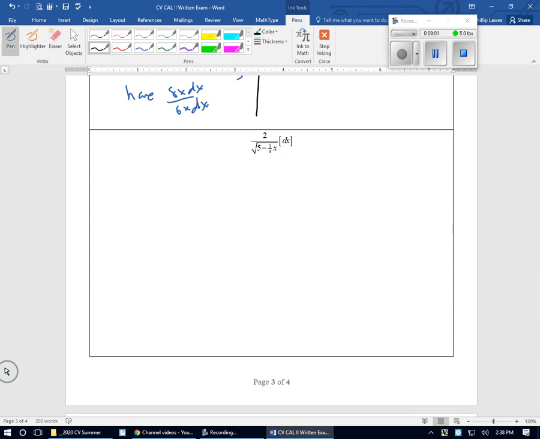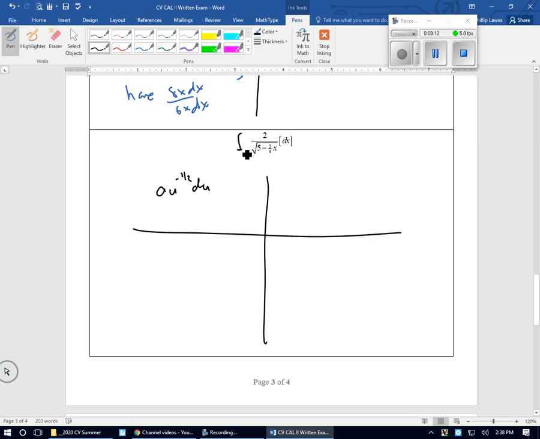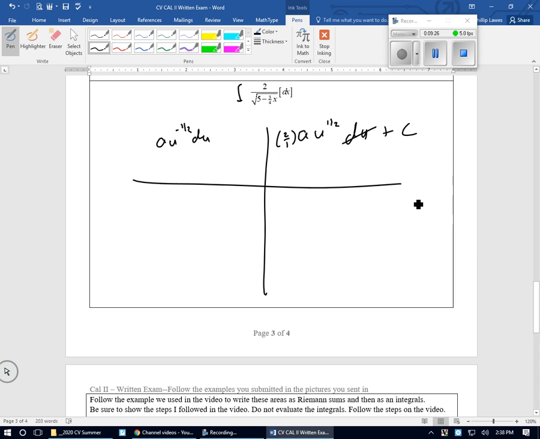I'm going to think of that as possibly A times u to the negative 1/2 du. Why negative? It's in the denominator, which means my antiderivative would be A times u to the positive 1/2 divided by 1/2, which is times 2/1. Lose your du plus a constant. If that's true, then u is 5 minus 3/4 x, which means du is negative 3/4 dx. And what you have is 2 dx out of that negative 3/4 dx that you're supposed to have, which is 2/1 times negative 4/3. Your A is negative 8/3.